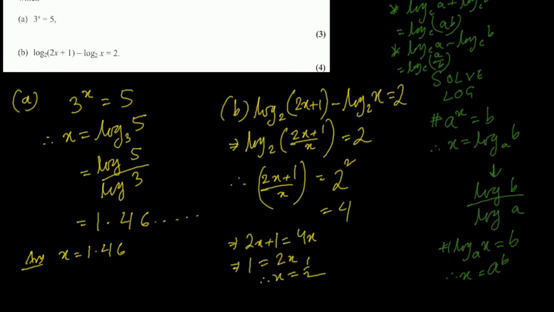So the next question is this one. Let's go here. Question number 4. This is trigonometry. So let's start with the first one. The first one is 5 cos squared x equals to 3, 1 plus sine x.